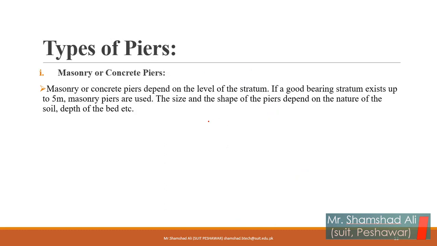Types of piers. The masonry or concrete piers, according to the type of material used in the pier, we have two kinds: masonry or concrete piers. Masonry or concrete piers depend on the level of the stratum. If a good bearing stratum exists up to 5 meters, masonry piers are used. If the beneath soil has a higher bearing capacity, then you have to install the concrete piers, if they are at a depth of 5 meters or more. The size and the shape of the pier depend on the nature of the soil, depth of the bed, and so on.